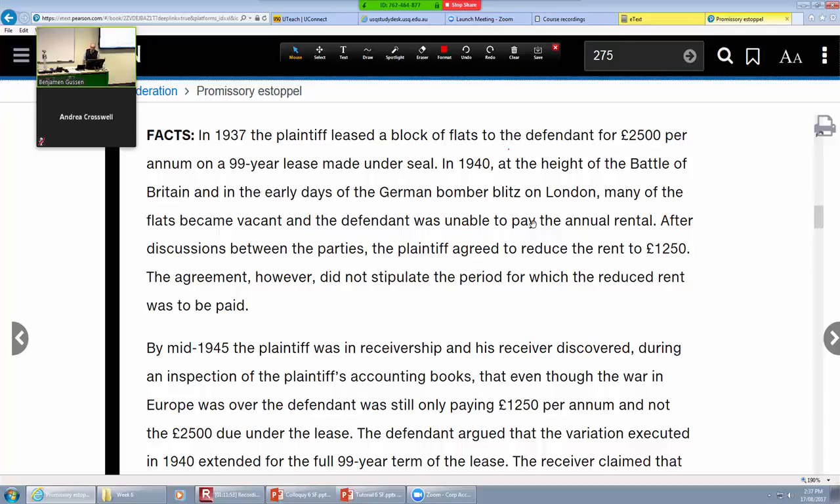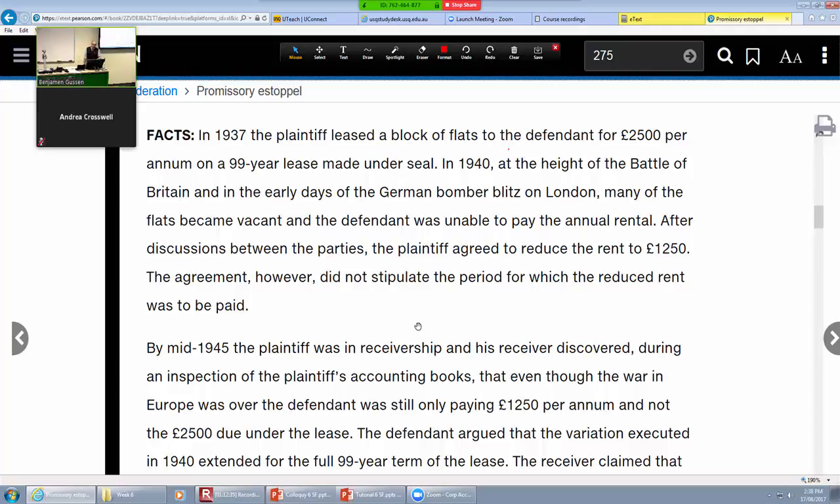In 1940, at the height of the Battle of Britain, and in the early days of the German bomber blitz on London, many of the flats became vacant. Okay. And the defendant was unable to pay the annual rental. So, after discussions between the parties, the plaintiff agreed to reduce the rent from $2,500 to $1,250, by half. You see why? Because it's the commercial reality. People are not actually renting.